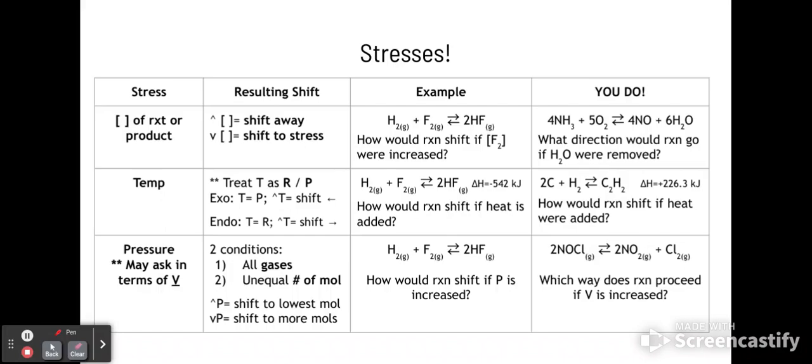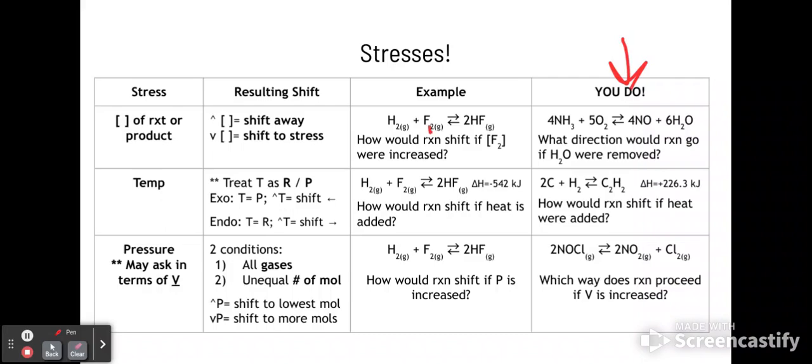So let's look at this first example, and then all of these right here are the you-dos. I'm going to go through these quick examples, and then you need to pause the video and try these you-dos. The first one, we've been given this reaction of H2 plus F2 yields 2HF, and it's all balanced. It says, how would the reaction shift if F2 were increased?